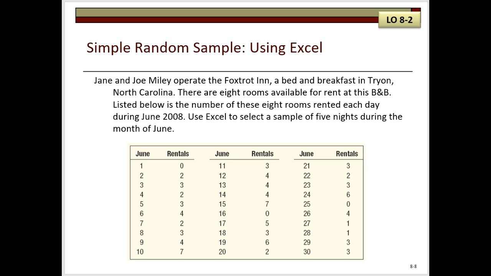Here's another example of how to generate a simple random sample. This time we're going to use Excel to facilitate the process. So Jane and Joe Miley operate the Foxtrot Inn, a bed and breakfast in North Carolina. There are 8 rooms available for rent. Listed on the table is the number of these 8 rooms rented each day during June of 2008. So we're going to use Excel to select a sample of 5 nights during the month of June. We're going to show you how to do this on the following slide.